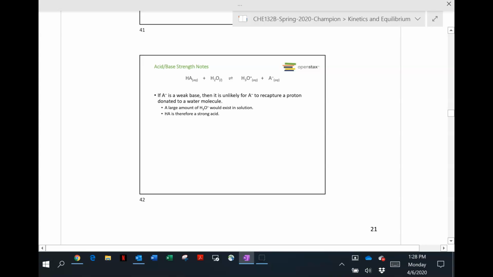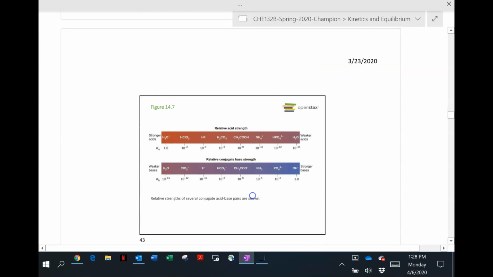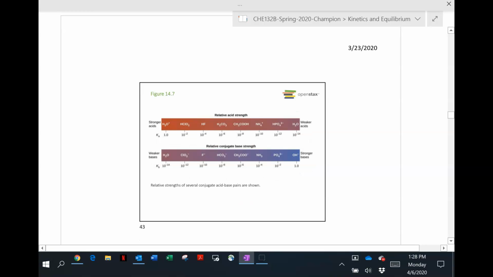This is the case where the A minus is a weak base, and so it doesn't go backwards so much, and it's a stronger acid. Here is a figure from the book on some of the relative acid and conjugate base strengths, and what you see is that the stronger bases go this way, the stronger acids go that way. So H3O plus is the strongest acid that can exist in water, according to Bronsted and Lowry. Its conjugate base, H2O, is a very, very weak conjugate base.